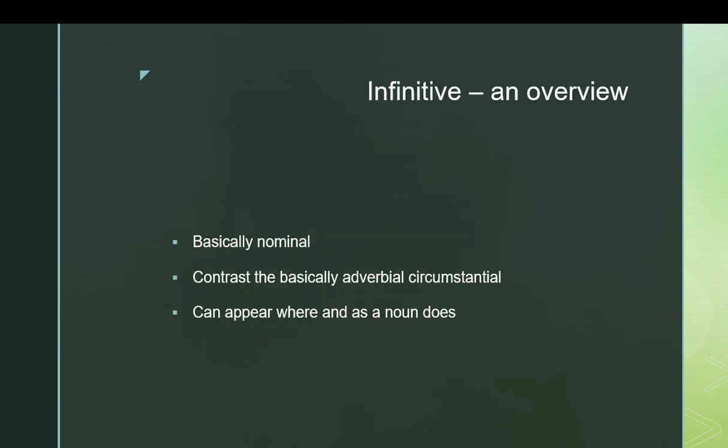So, brief overview of the infinitive. The infinitive is a basically nominal form of the verb, by which I mean it appears where and as a noun does. Contrast the basically adverbial circumstantial form, which appears in places where it modifies something, either the particle or another circumstantial clause. The infinitive can act as a subject of a verb, or its object, or as the object of a preposition. You know, all the things that a noun would typically be doing.